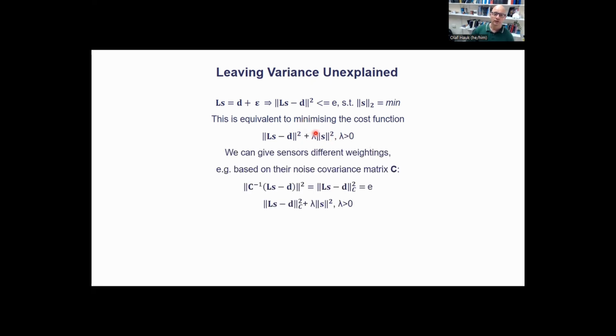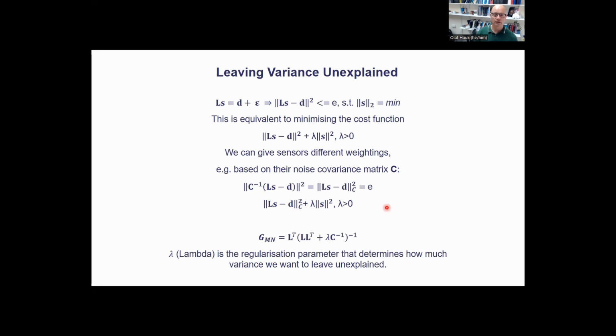And it's not only the amplitude of the noise that's important, but also its structure. For that, we usually assume that we can describe the noise, basically what's left here in the epsilon, by a noise covariance matrix, which takes into account the variance across sensors, but also the covariance among sensors. So we can rewrite everything. Now we still have this lambda here that describes the amount of variance we want to leave unexplained, but we've weighted our equations with the inverse of the noise covariance matrix to make sure we take the structure of the noise into account.